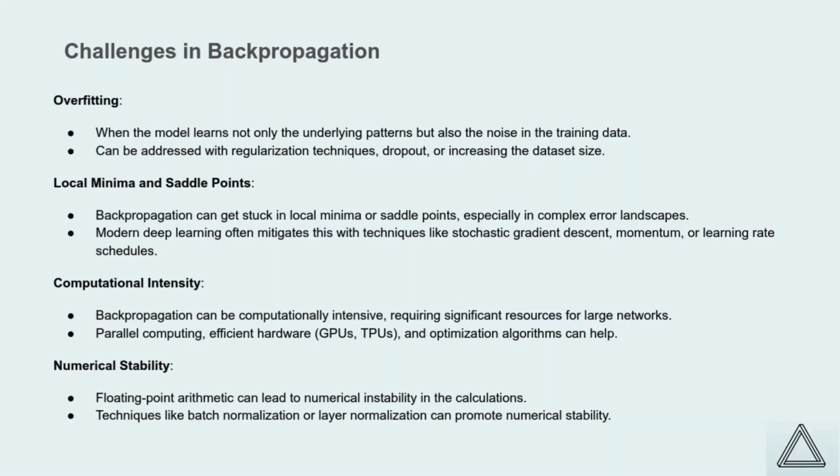In addition to the previously discussed challenges, there are several other issues that can impede the efficiency and effectiveness of backpropagation in training neural networks. Overfitting. This occurs when a model learns the details and noise in the training data to an extent that it negatively impacts the performance of the model on new data. It's akin to memorizing rather than understanding.